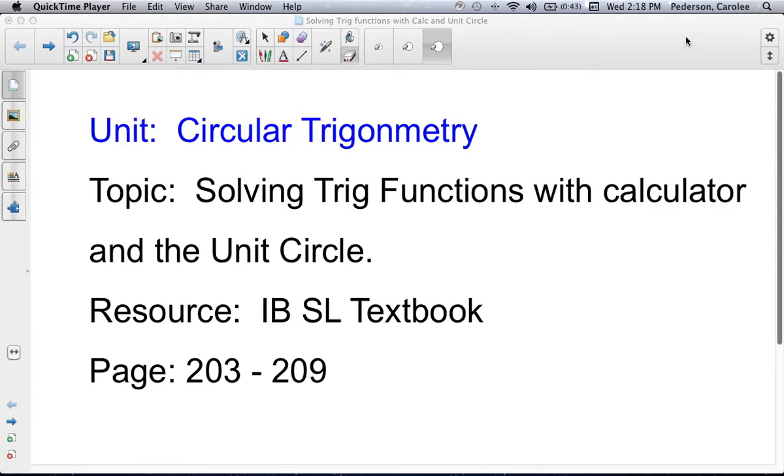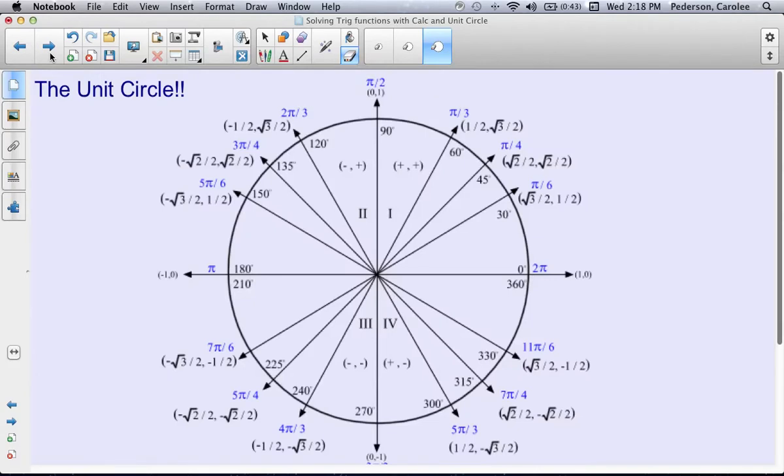Here are some problems from solving trig functions with the calculator and the unit circle in the IVSL textbook on page 203. To review, here is the unit circle. This is for 30 degrees, your cosine and your sine.